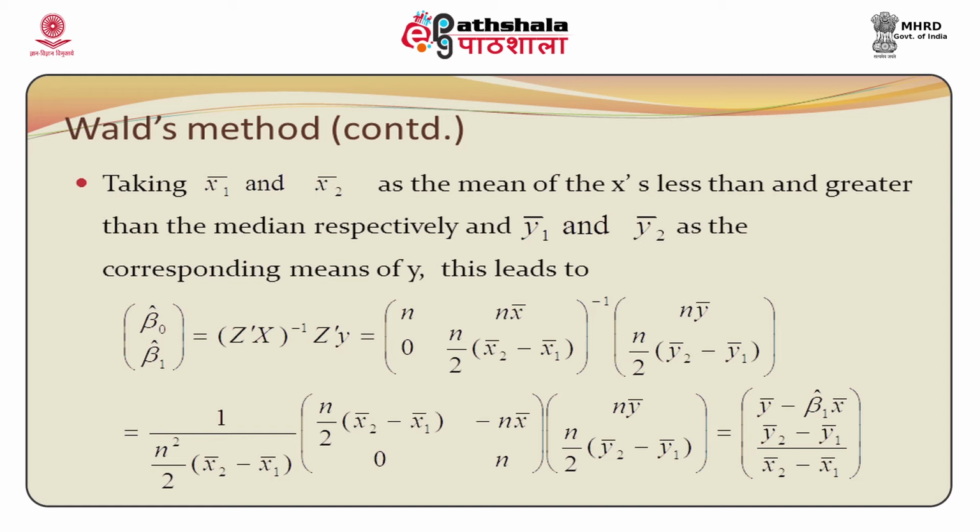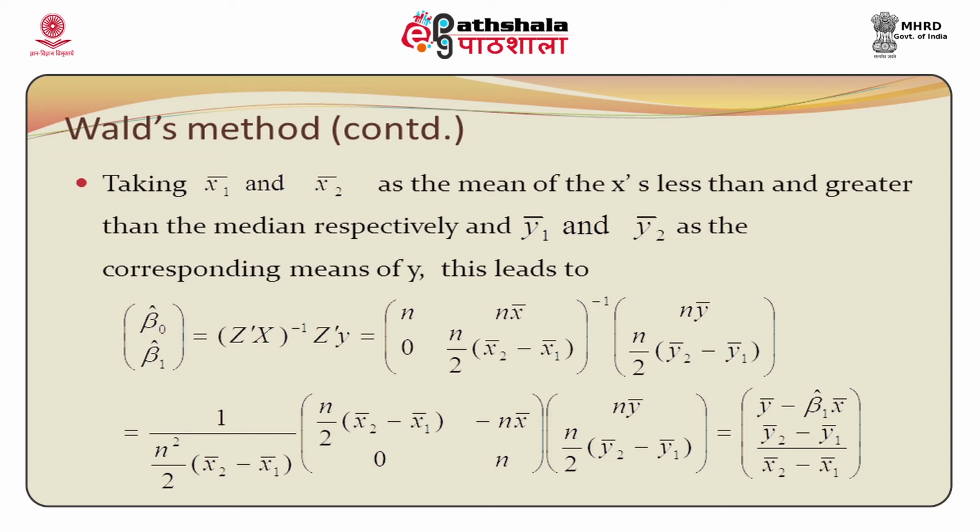And then if you do the inverse, you know that you are looking at a 2 by 2 matrix, you take the inverse, and after some calculations you get beta 1 hat as (y 2 bar minus y 1 bar) by (x 2 bar minus x 1 bar), and beta naught hat would be y bar minus beta 1 hat x bar. So, this would be the Wald's solution to the instrumental variable technique for errors in variables.